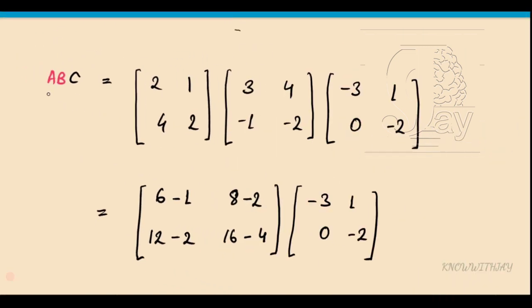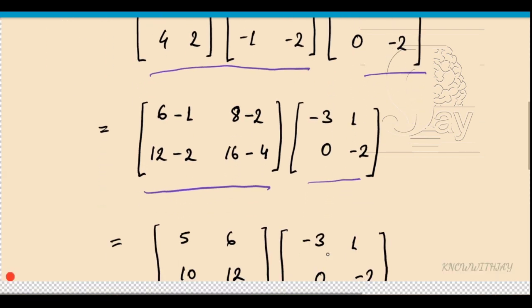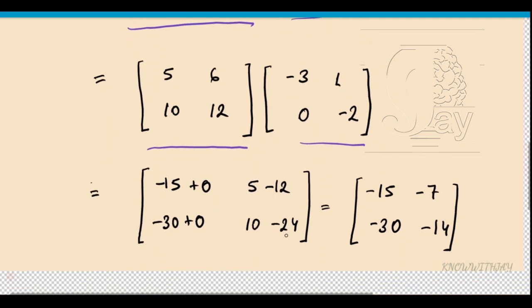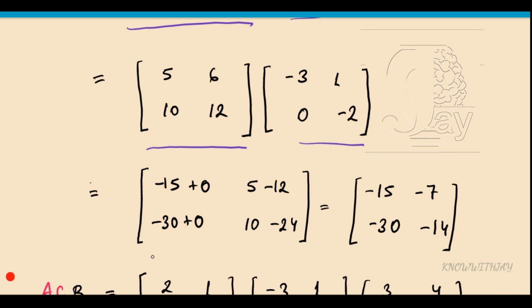So this is, you can say, I have multiplied AB first. This is A into B, and this is the product AB, and this is matrix C. So this is the product AB, and this is C. So again multiplying, we get, this is the final product of ABC. So we have minus 15, minus 7, minus 30 and minus 14.